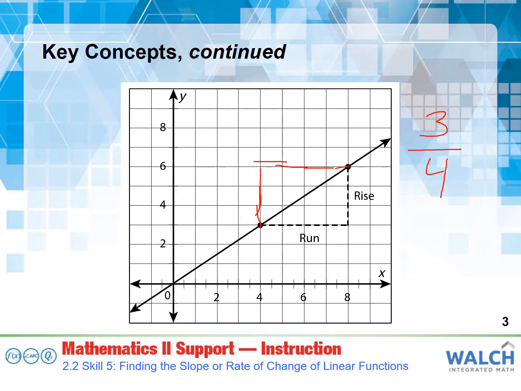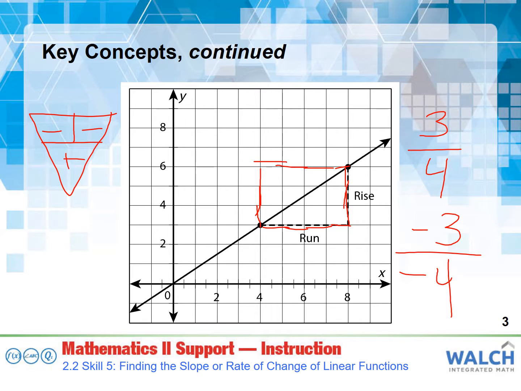If I did it this way, where I go down 1, 2, 3, down is negative, and then I go over 1, 2, 3, 4 to the left, -4. Remember, when you have 2 negatives, your sign is positive. So -3 over -4 equals 3/4. So either way you do it, you get 3/4. Just the way I did it, going up and over, you didn't have to deal with any negative numbers. So be careful of that.